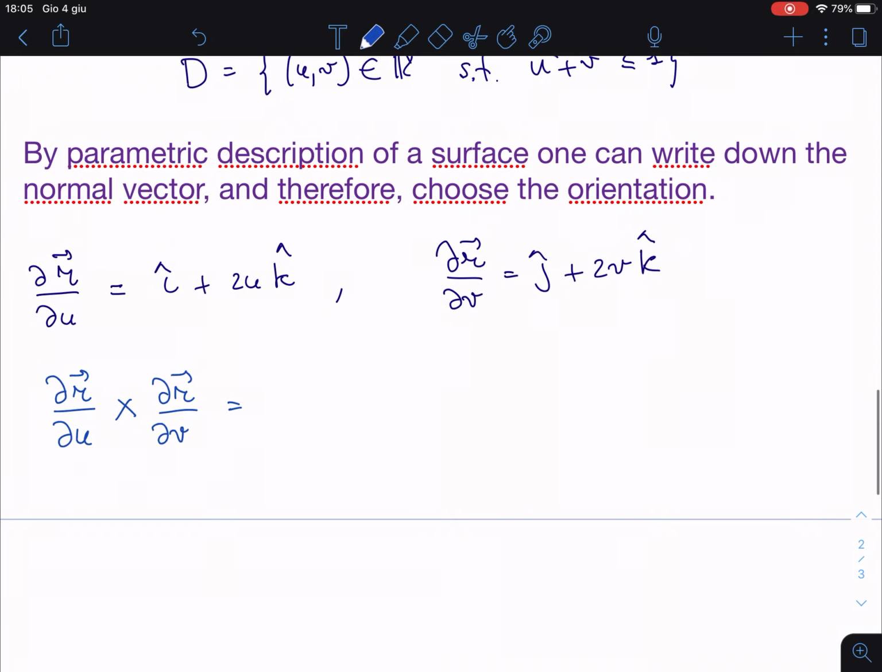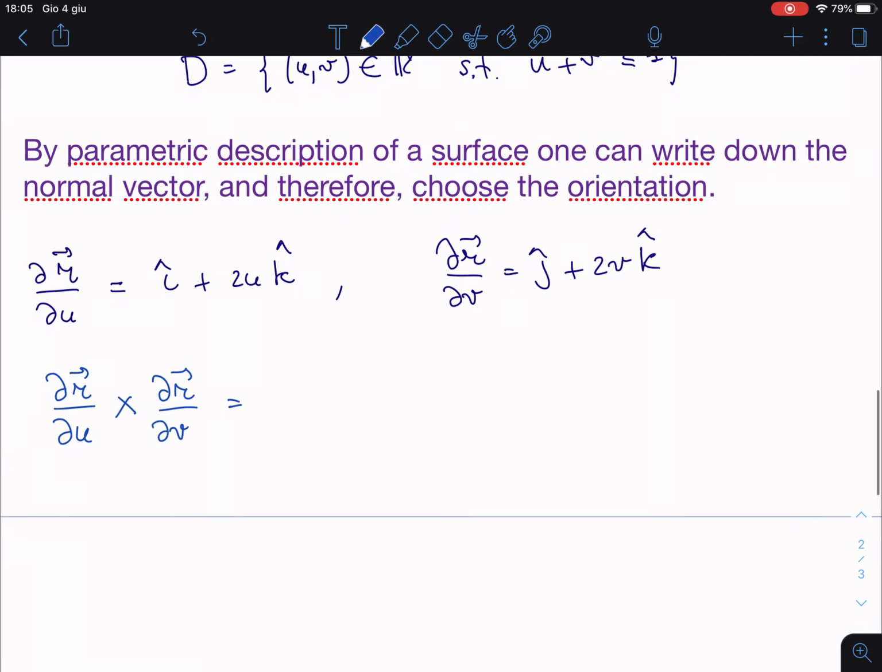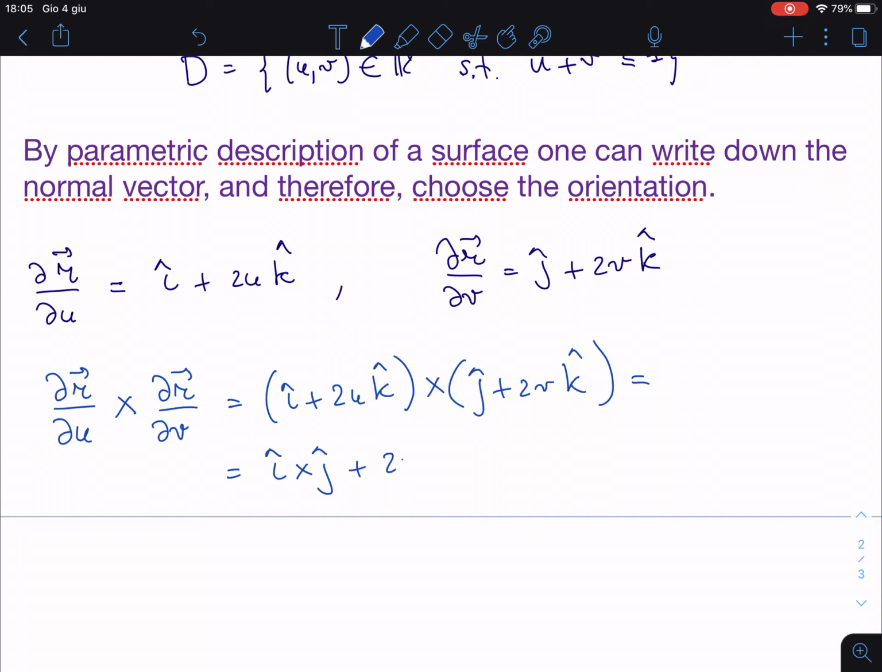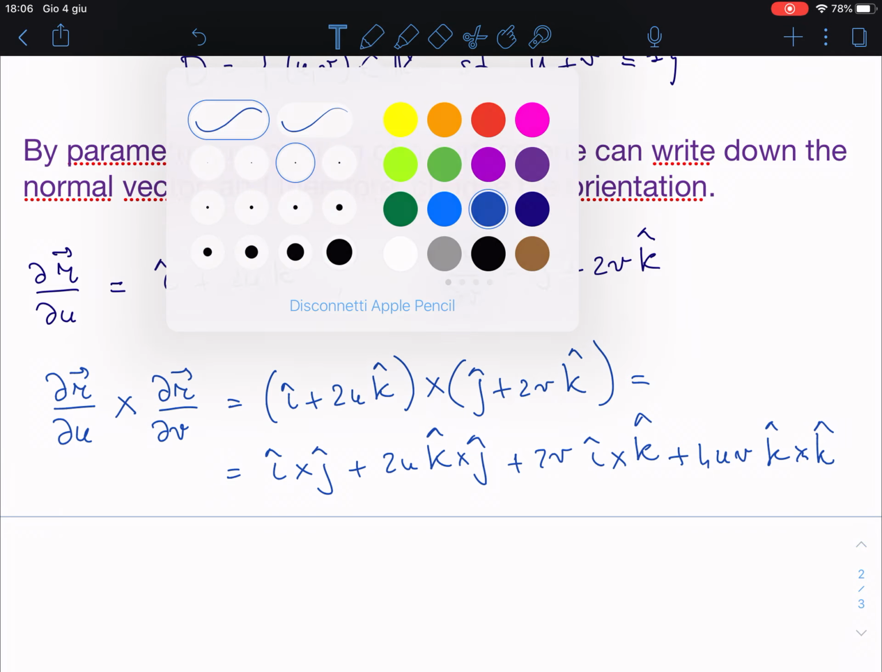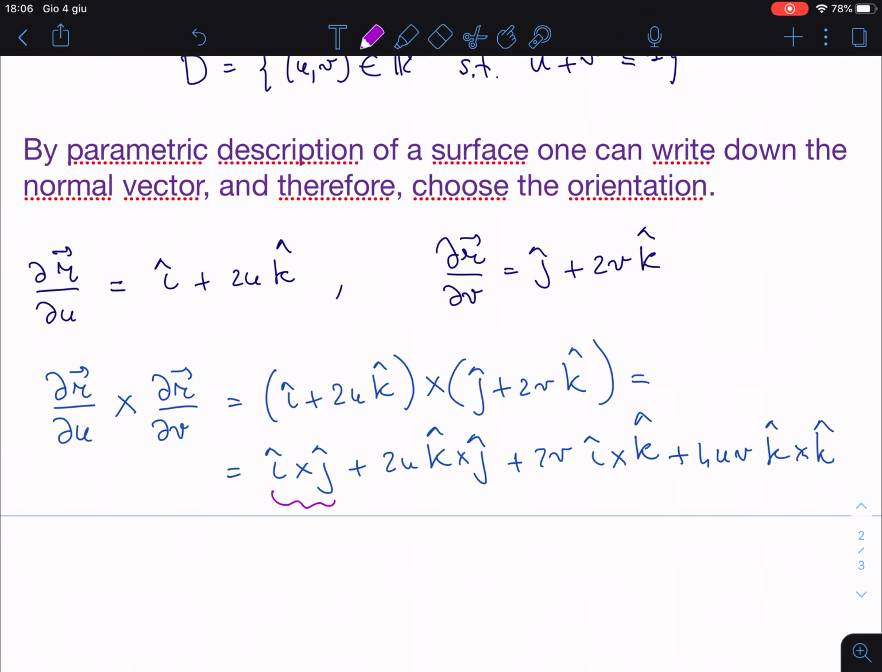This you can do by writing down the determinant as usual, but also in another way. You can write down i plus 2uk cross j plus 2vk, and this is i cross j plus 2u k cross j plus 2v i cross k, plus 4uv k cross k. So what happens? i cross j is equal to k.